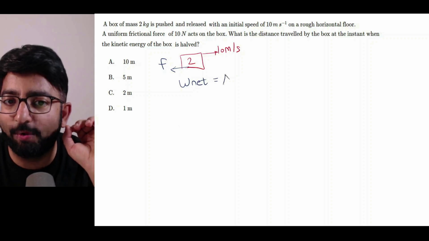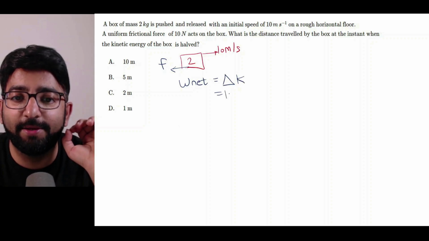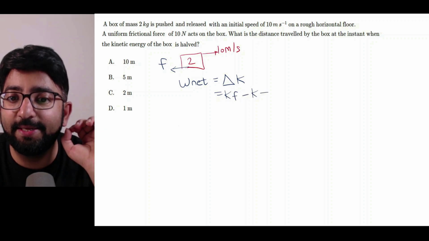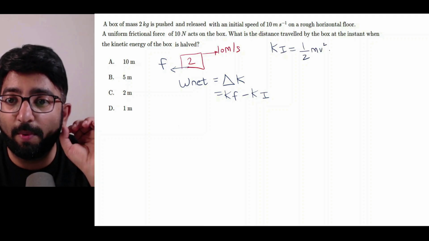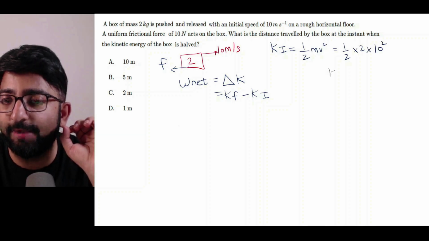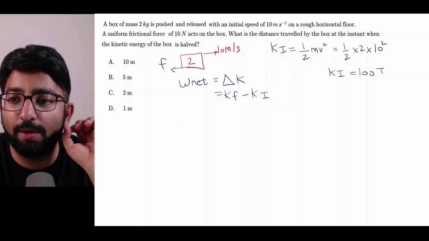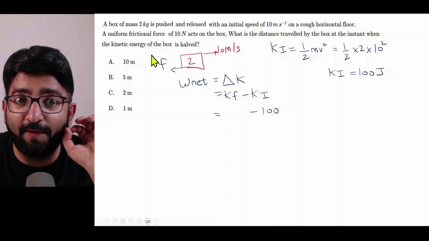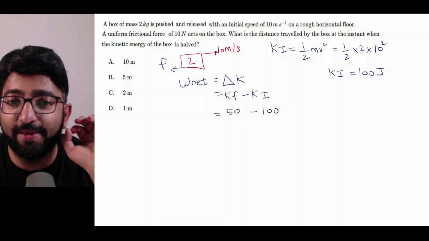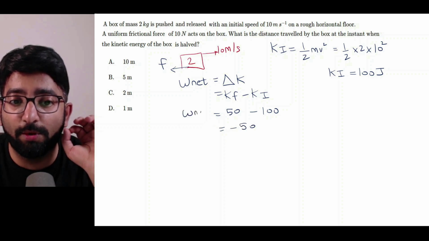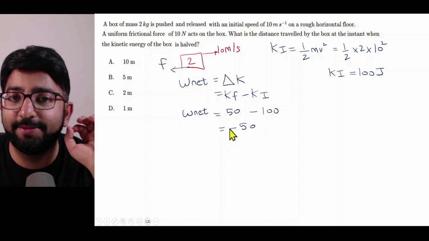We can also use the Stewart equation to solve this. So the change in kinetic energy will be final kinetic energy minus the initial kinetic energy. Initial kinetic energy is half m into v square. Now, mass of the object is given as 2 and the initial speed is 10. So eventually we can write initial kinetic energy is 100 joules. So in the expression, we will write kinetic energy initial as 100. Now, the final kinetic energy is half of the initial. So half of 100 is 50. So final kinetic energy will be 50. 50 minus 100 comes out as negative 50. Hence, the total work done by forces acting on this object is negative 50 joules.